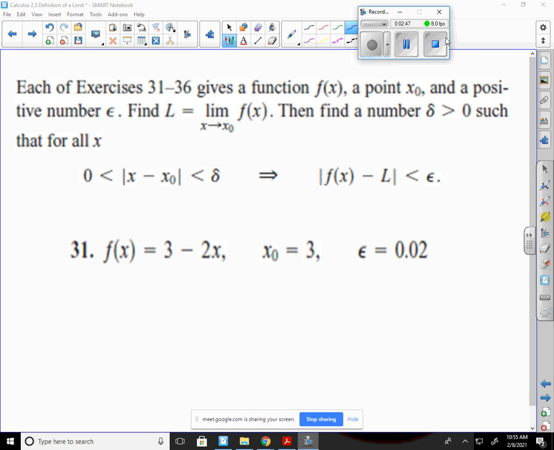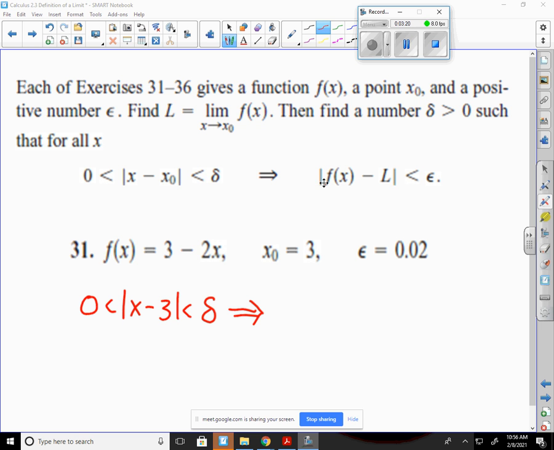So when we start, we have to start by plugging our values in. We don't know what delta is. That's what we're actually trying to find. So it's 0 is less than the absolute value of x minus x naught. What's x naught? Three, less than delta. We don't know what delta is. Let's move on to the next part.